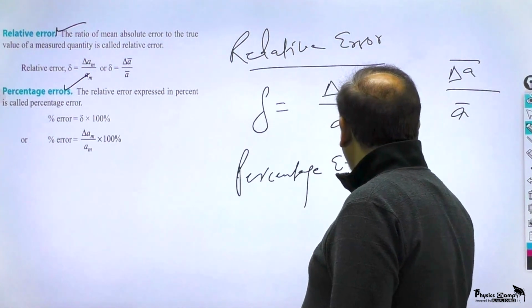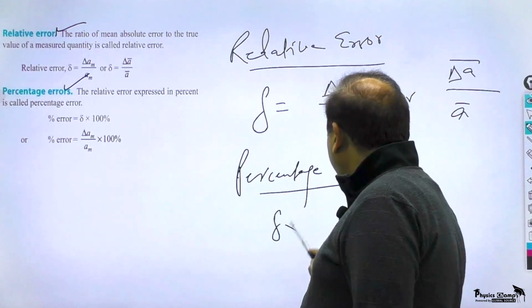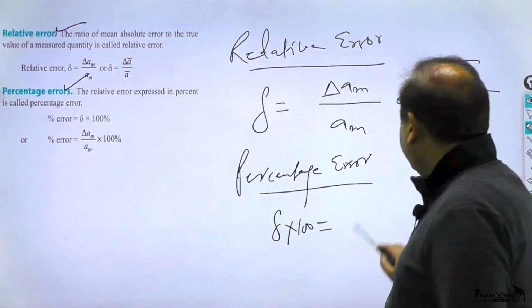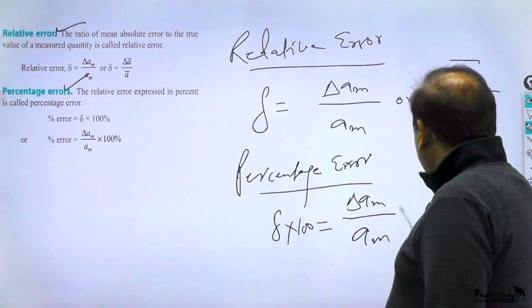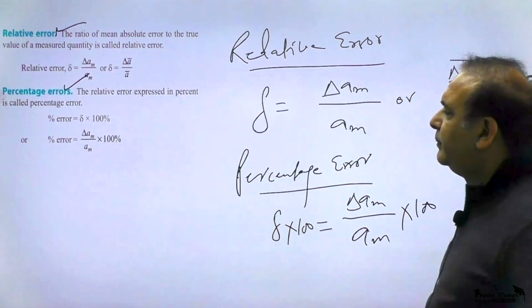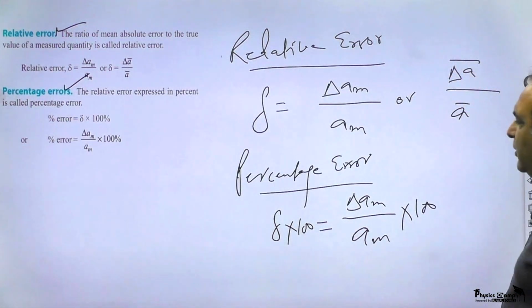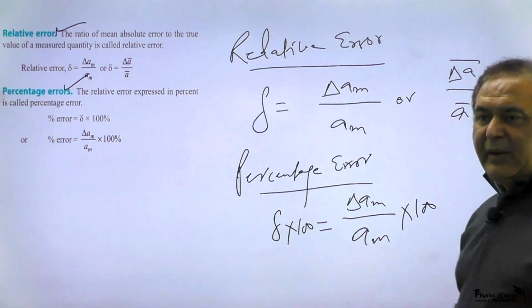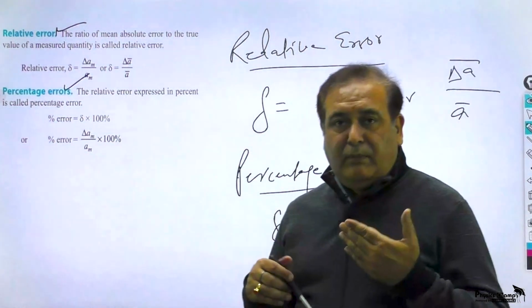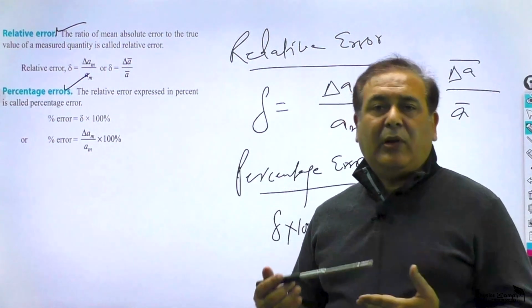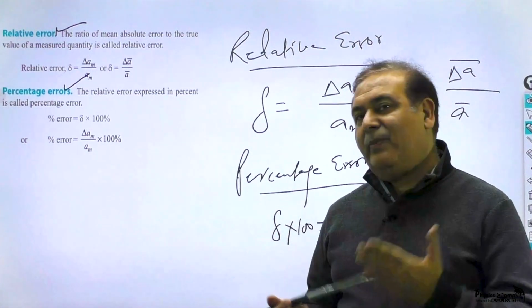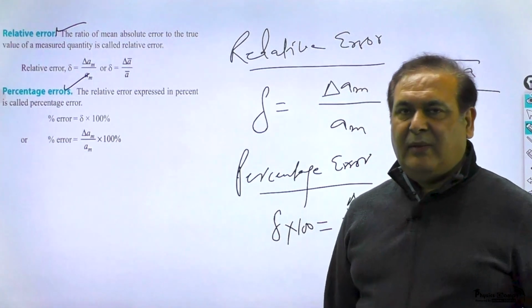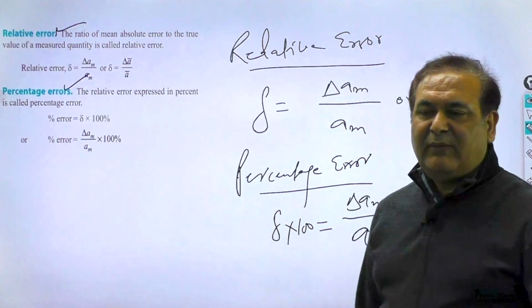It is delta into 100, or mean error divided by mean value into 100. This will give you a percentage error. So many times we will be calculating mean value, many times mean absolute error, many times relative error, and also percentage error. With one simple example, everything will be clear.